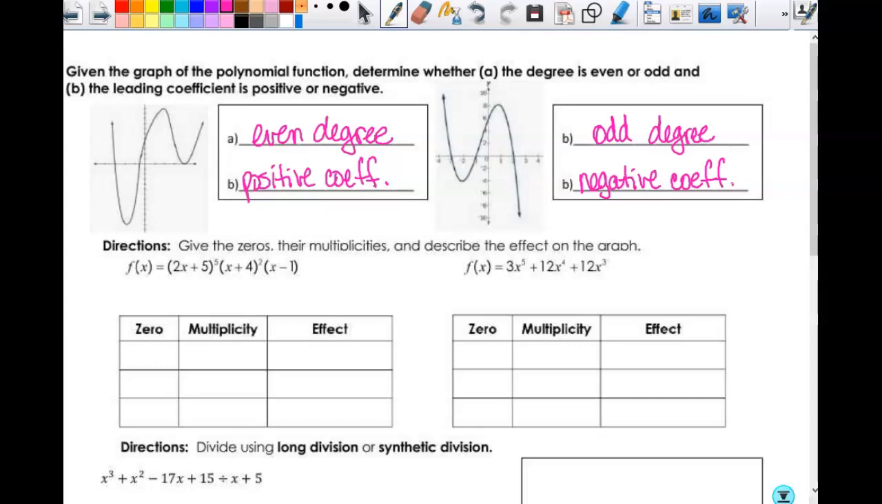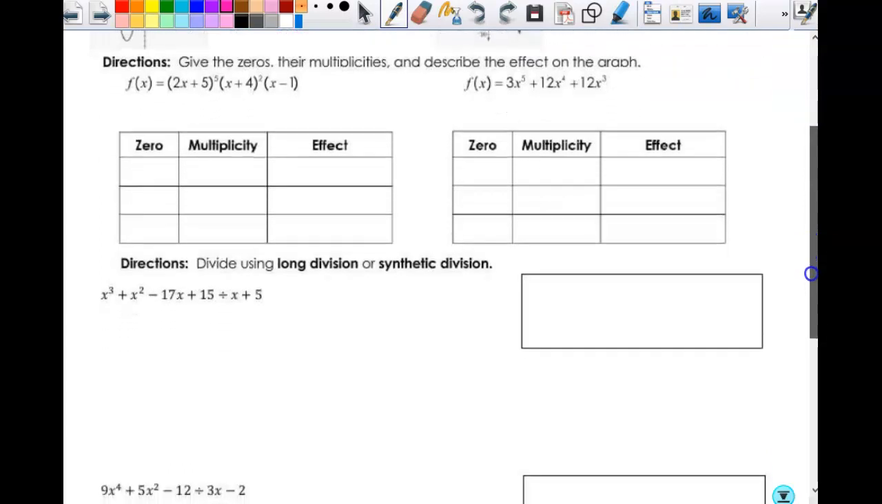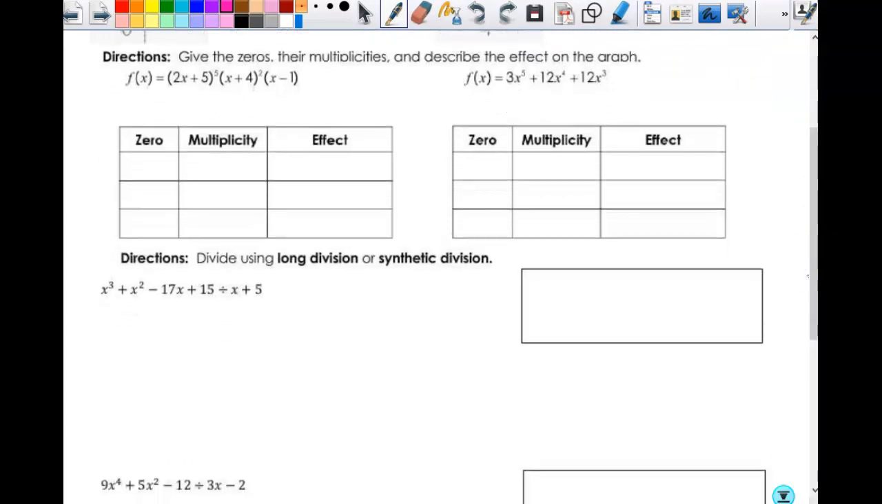Okay, so now we're going to give the zeros their multiplicities and describe the effect on the graph. Oh, somehow part of the graph has disappeared. All right, so here the first one's already factored for me. That's great. So I just got to find my zeros. The smallest one is -4, then -5/2, then 1. So -4, -5/2, and 1.